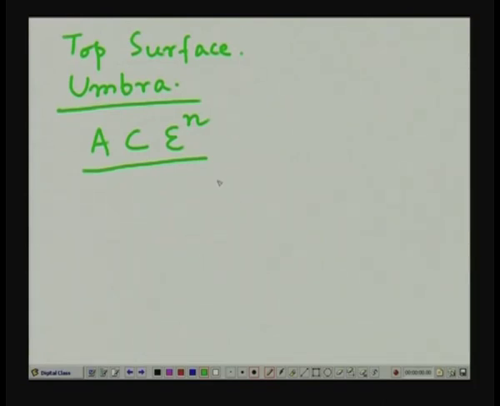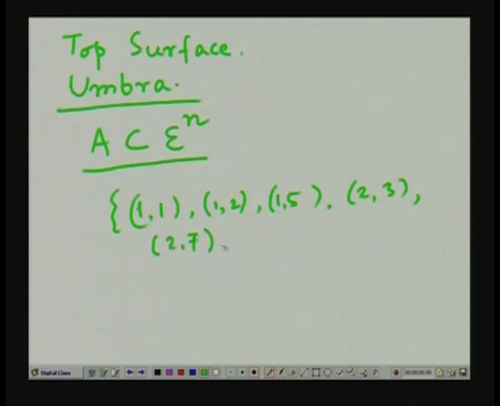Okay. Now, if we consider 2 dimensions, suppose I have a set of points something like this: (1, 1), (1, 2), (1, 5), then (2, 3), then (2, 7), then (3, 1), (3, 3), and (3, 5). Suppose these are the set of points which are given.